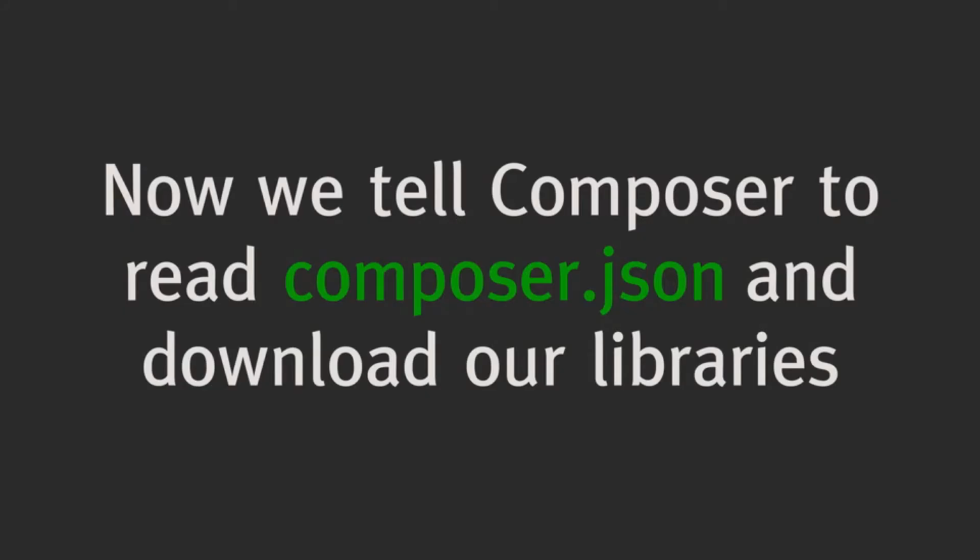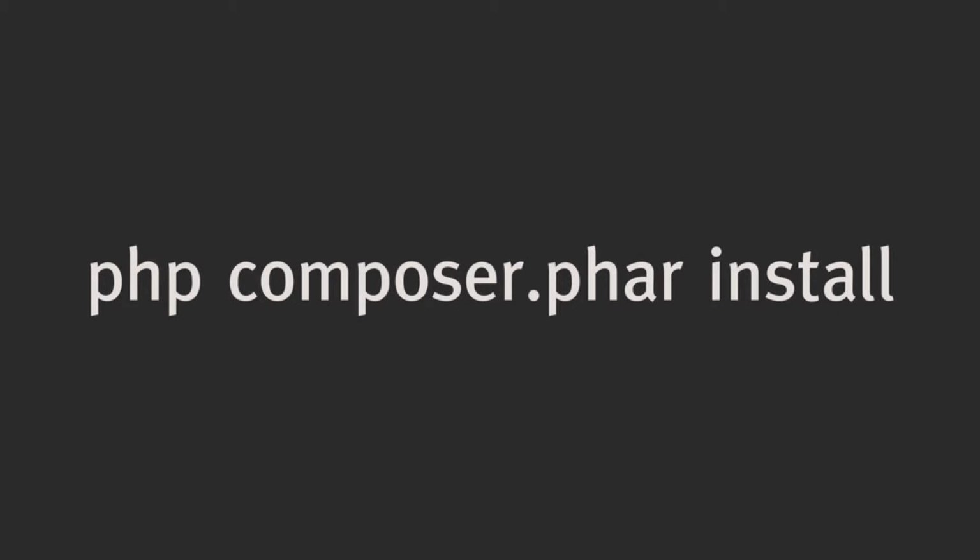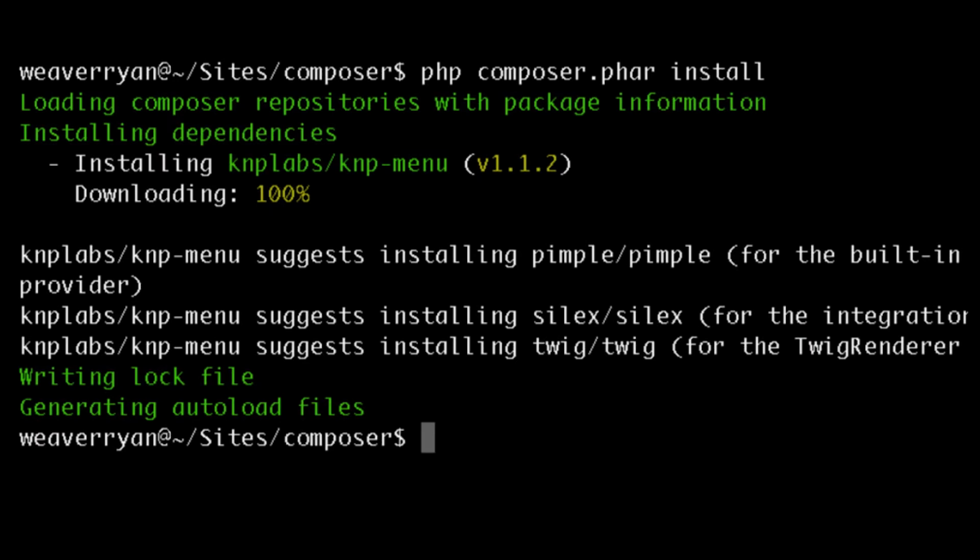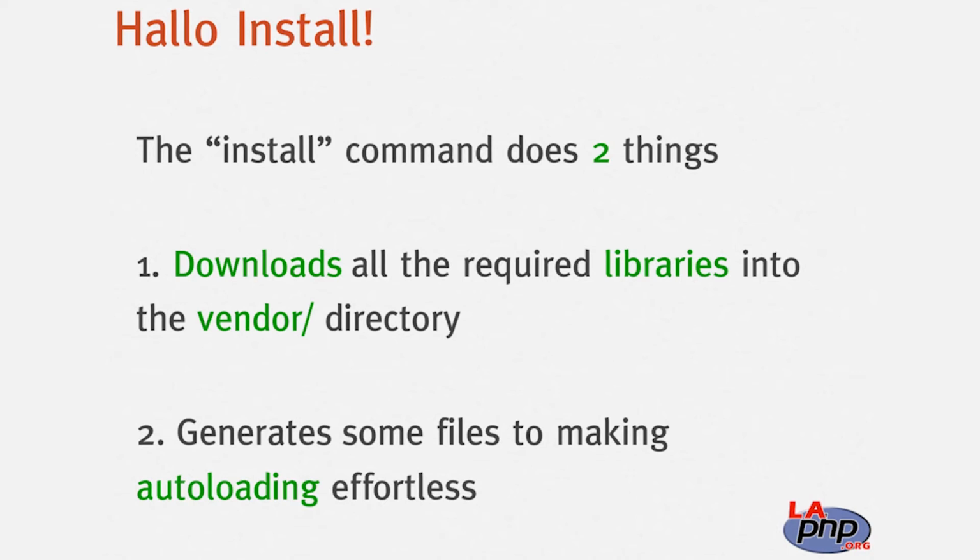Cool. So to actually tell Composer to read the JSON file and download libraries, we run php composer.phar install. And it's that simple. Cool? So you can see here, it's grabbing KP Labs KP menu at version 1.1.2. And what that is actually doing in the background is two things. One, it's downloading it into the vendor directory.